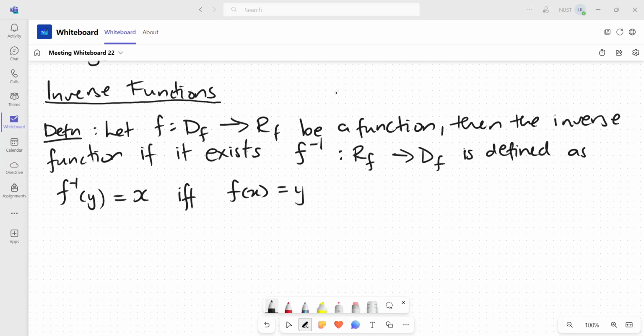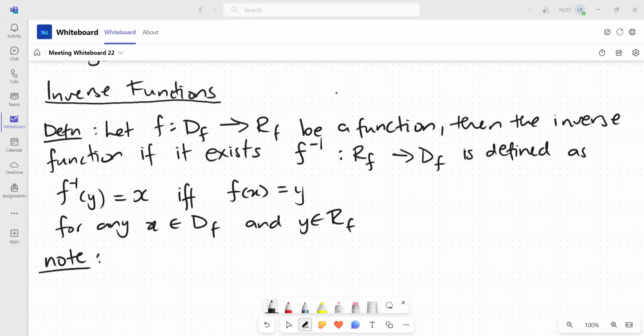Okay, if and only if f of x is equal to y. Then we say that for any x in the domain of f and y in the range of f. So that's just saying what I said over here. Y must come from the range because we know our domain, these are x values, and our range, these are our y values. Now, very important to note is that a function f has an inverse if and only if it is bijective.